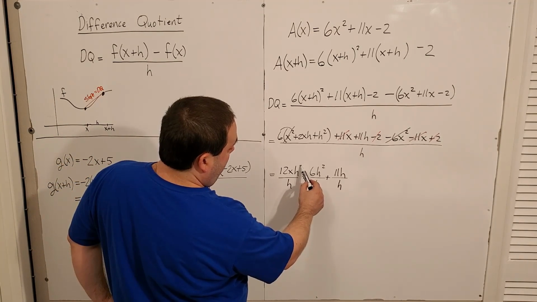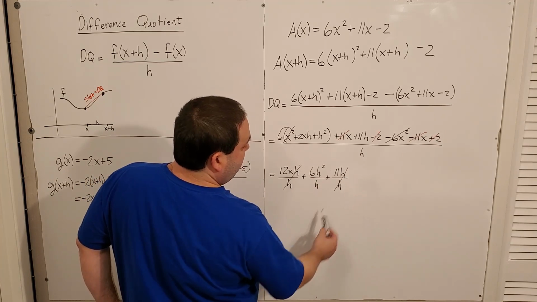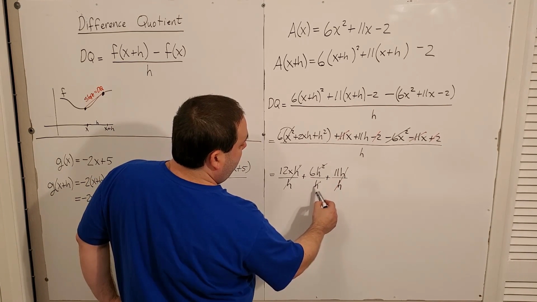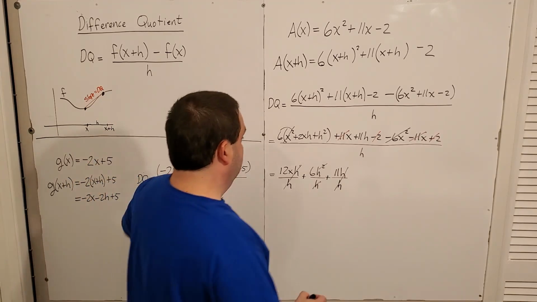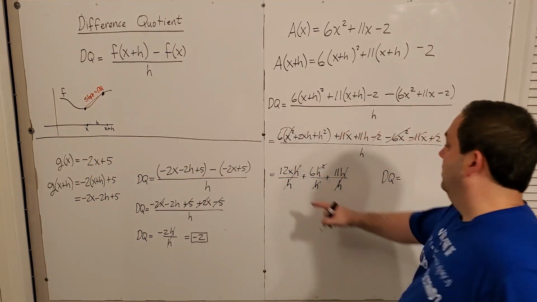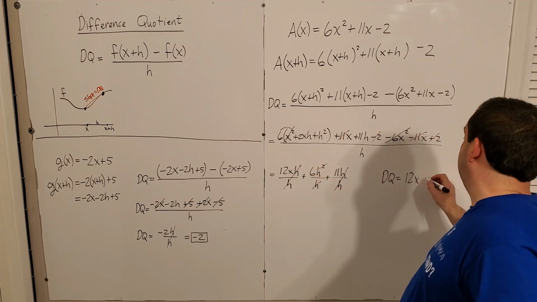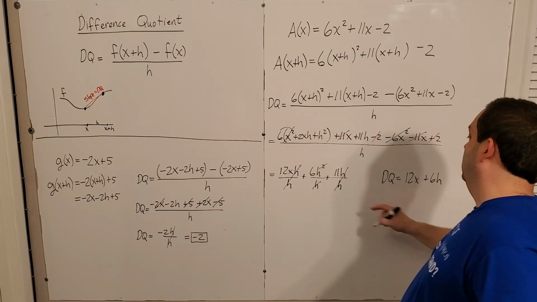Notice my h's, right? h over h is 1, h over h is 1, and here one of the h's wipes out. So my difference quotient is 12x plus 6h plus 11.